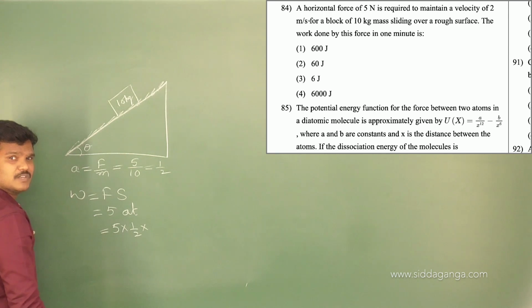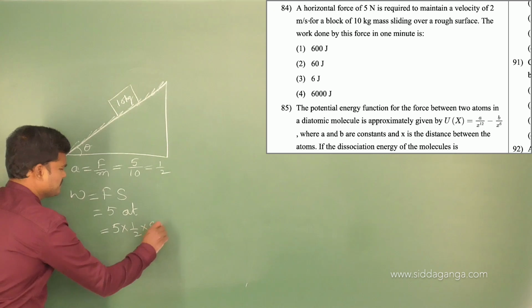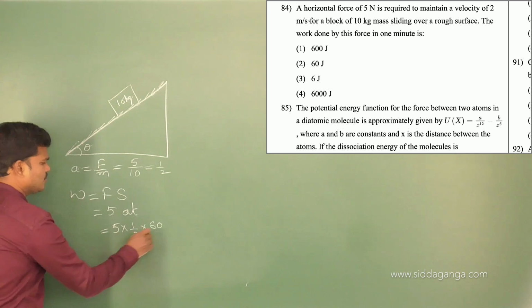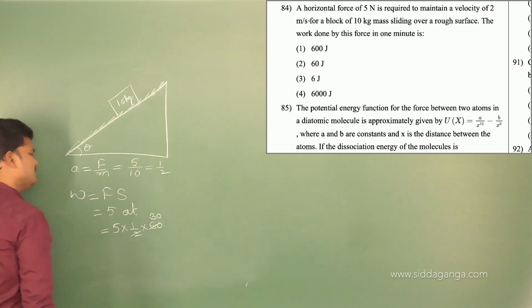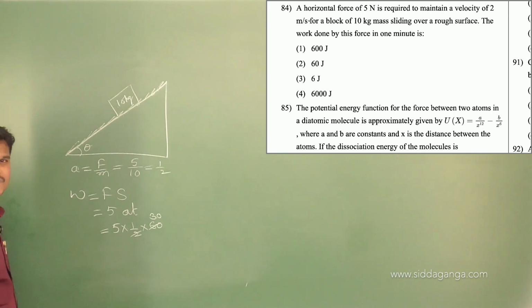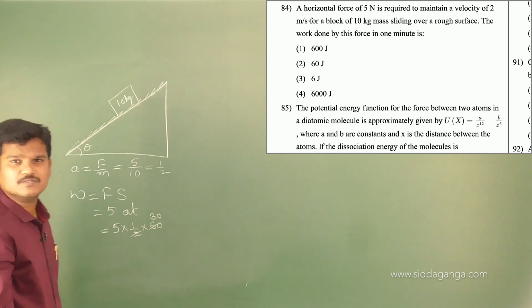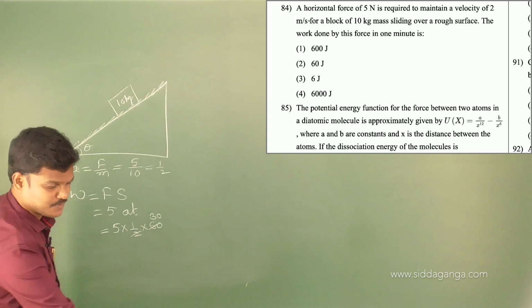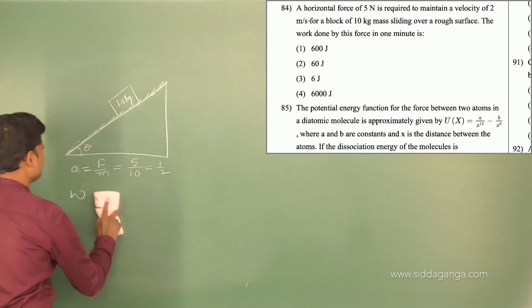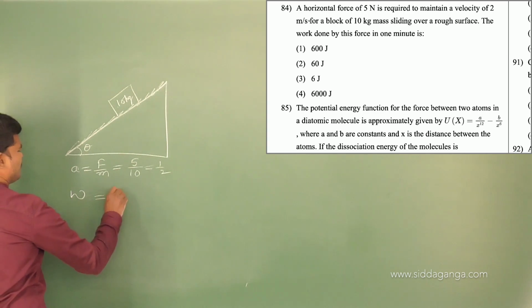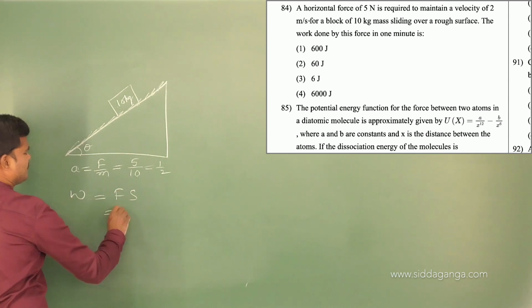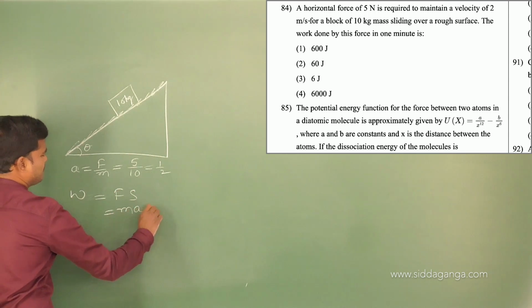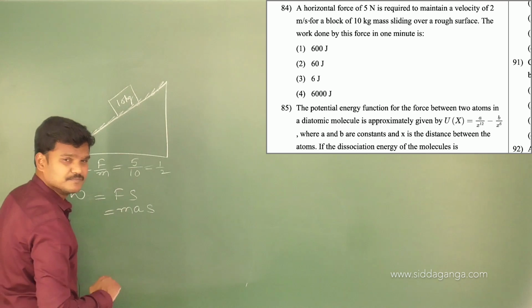T is the work done by the force in 1 minute, 60 seconds. So how much will you get? Here, a horizontal force of 5 Newton is required to maintain a velocity of 2 meter per second. Velocity is given already, so let me change this one. F is nothing but ma.